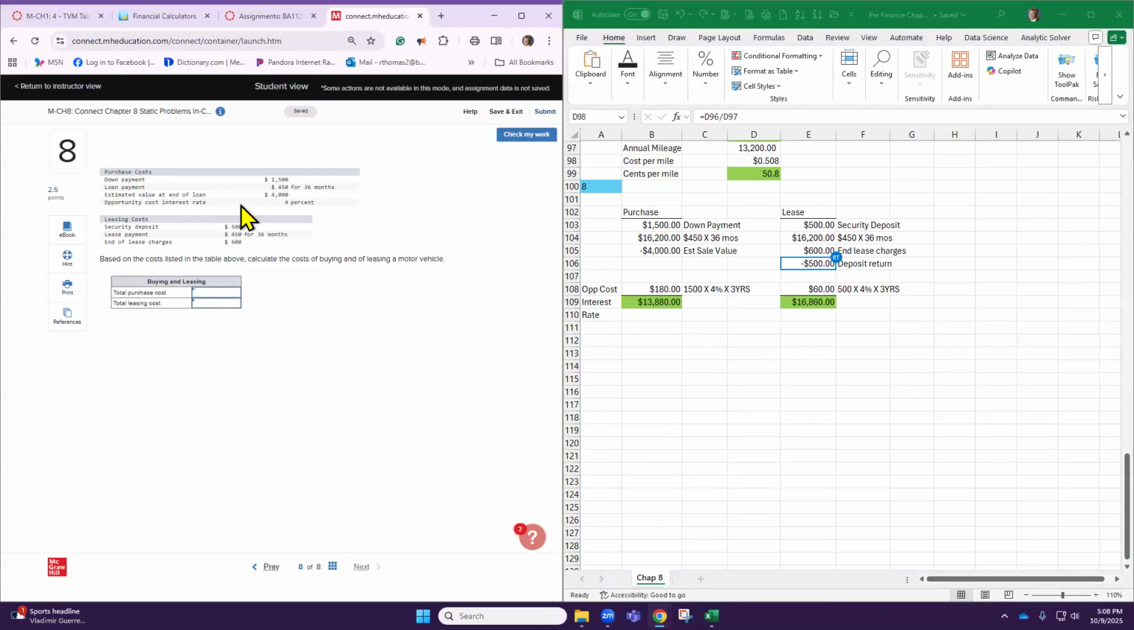Let's do the purchase first. Purchase requires a $1,500 down payment. We're going to make loan payments every month of $450 for 36 months, okay? At the end of 3 years, this vehicle has an estimated value of $4,000. So if we can turn around and sell it back in 3 years for $4,000, then that actually reduces our costs because we're getting some of that back.